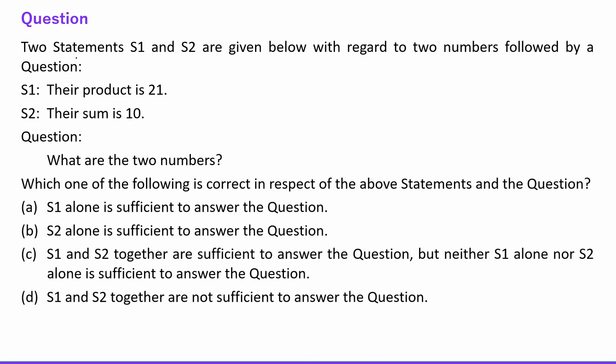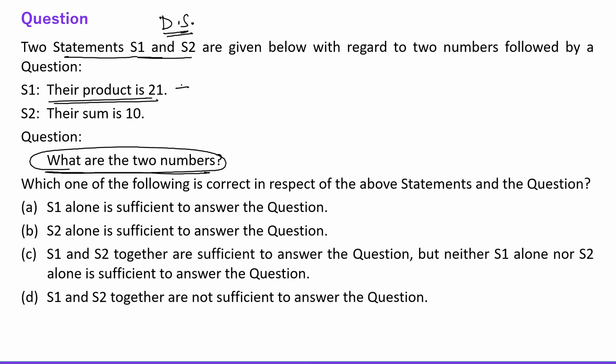Next question says two statements, S1 and S2. Okay, fine. It is again the question of data sufficiency. Just read the question. What are the two numbers? Here we need to find the two numbers. Statement S1 alone is telling you their product is 21.